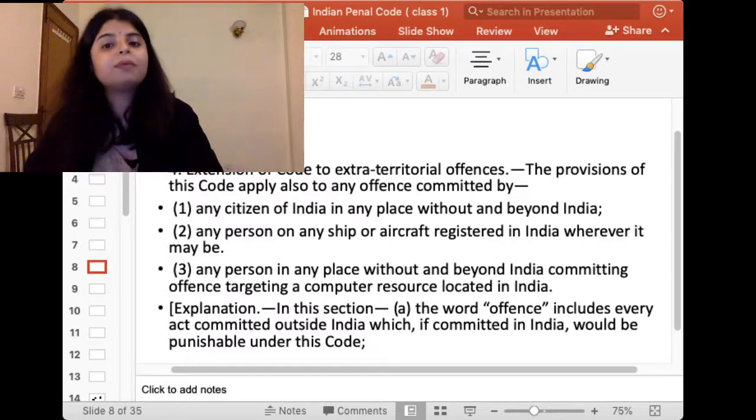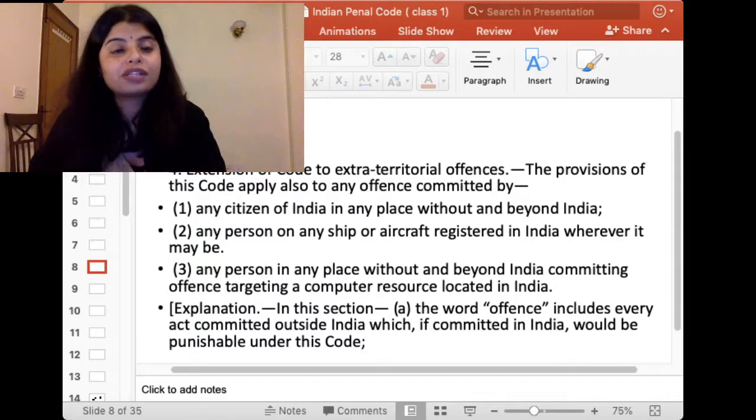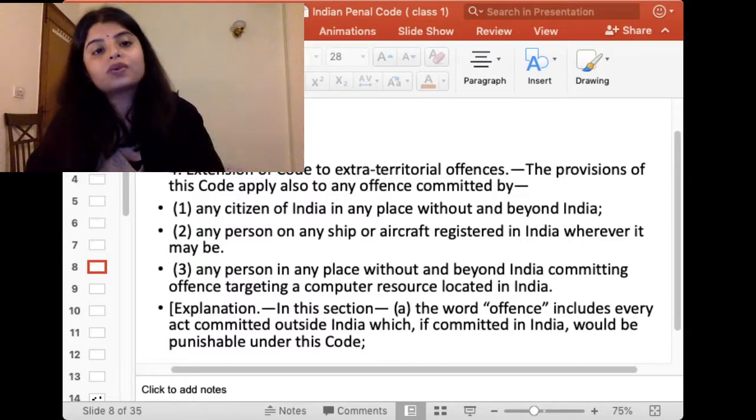Second is any person on any ship or aircraft registered in India wherever it may be. So if a person who is on the Indian ship or aircraft commits an offense, he will be liable, or he can be tried in India.